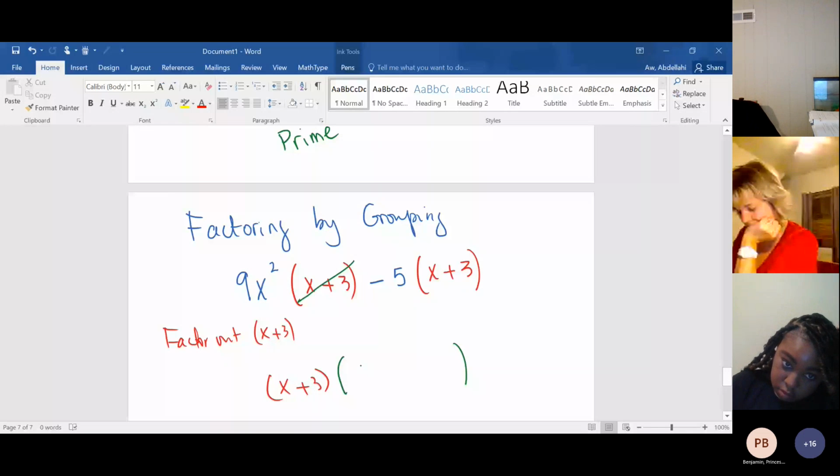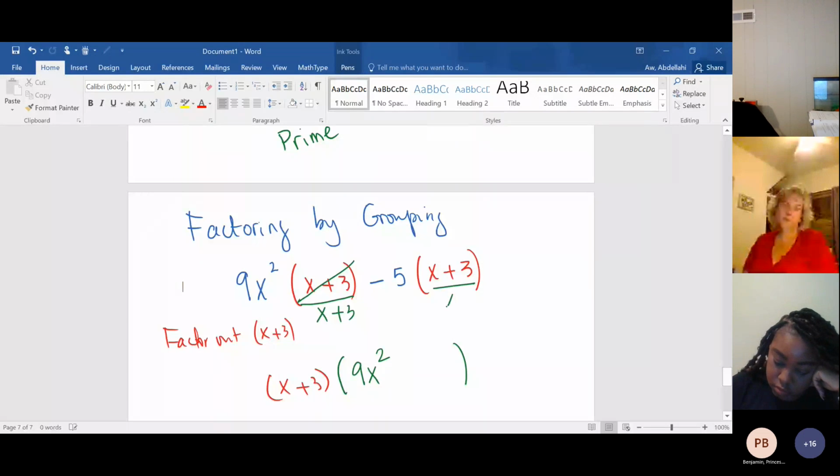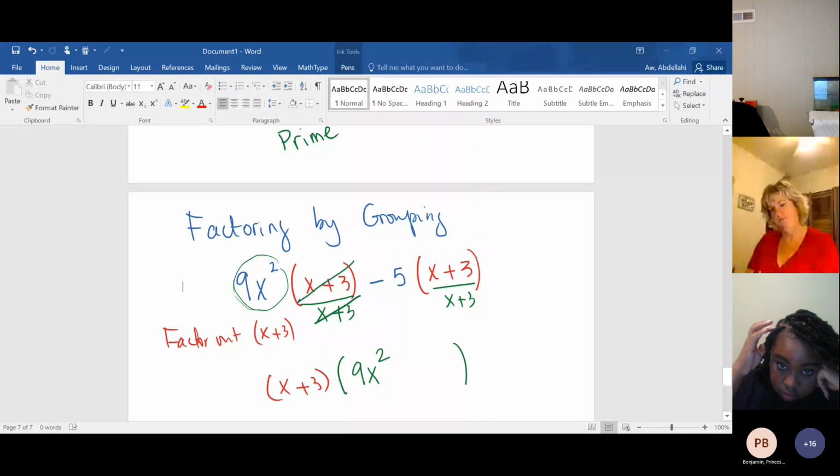Everybody see what we did? Every time we do the GCF, we have to divide by the GCF, don't we? If I put the x plus 3 out, I have to divide everybody by x plus 3. When you divide, what's going to happen to x plus 3? They cancel out, right? Who remains? The 9x squared. If you do the second term, you factor out x plus 3. Who's going to remain? Minus 5, right?